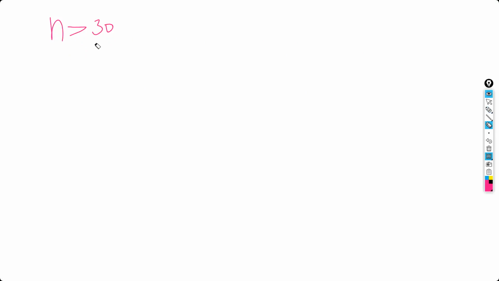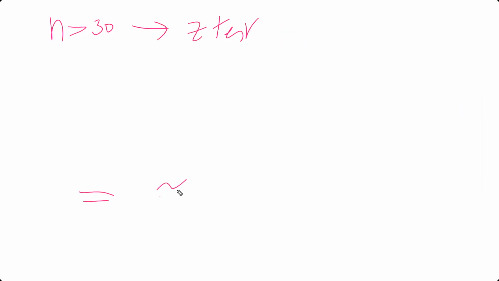So whenever the sample size is greater than 30, in that case your z-test and t-test are both almost the same. Approximately. What is the difference between this symbol versus this symbol? This symbol indicates exactly the same. This symbol indicates almost the same, a similar value. So your z-test is approximately equal to the t-test.